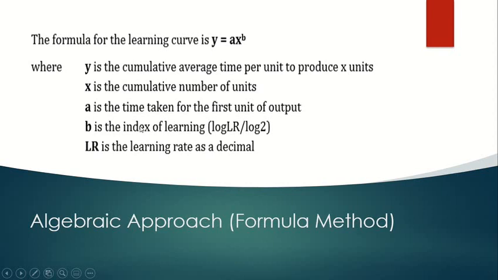So here we want to know how we are going to find the index of learning, or B. There is a standard formula given for that, so this formula we want to use. So log of the learning rate should be divided by log 2. Remember, children, log learning rate should be divided by log 2. So this log 2 will always be constant.